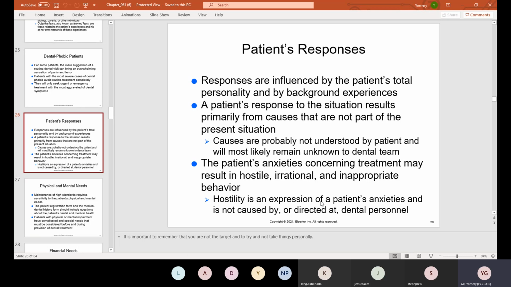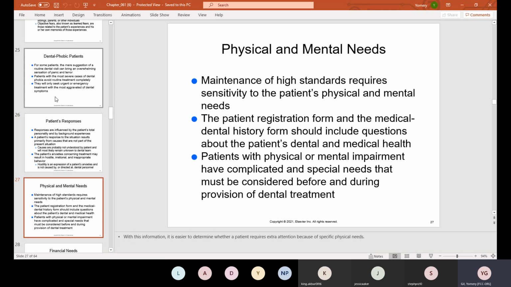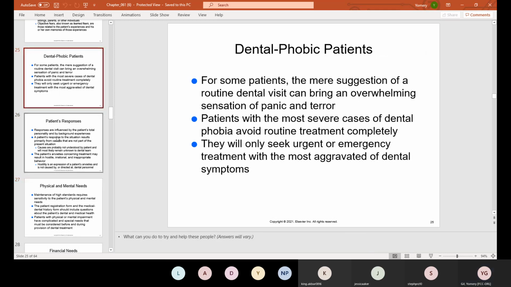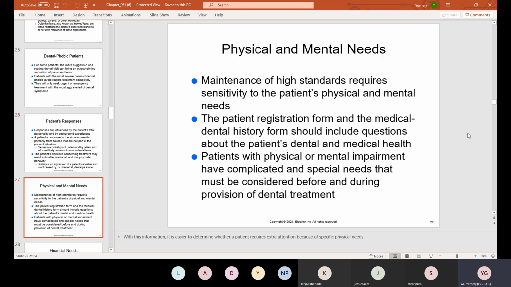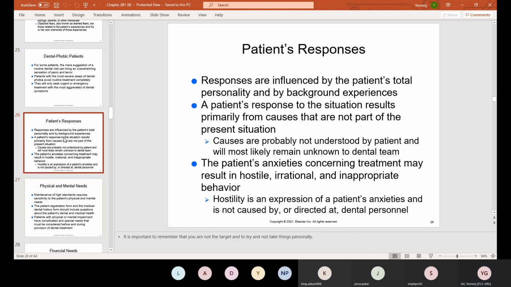The patient's anxieties concerning treatment may result in hostile, irrational, and inappropriate behavior. Hostility is an expression of a patient's anxieties and is not caused by or directed at dental personnel. So sometimes you will come across that. And it's like a subconscious thing, kind of like a defense mechanism.